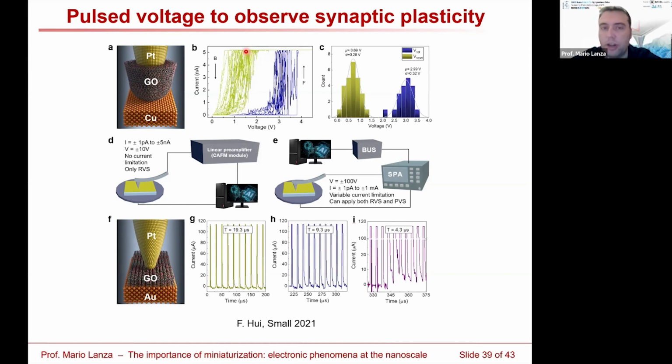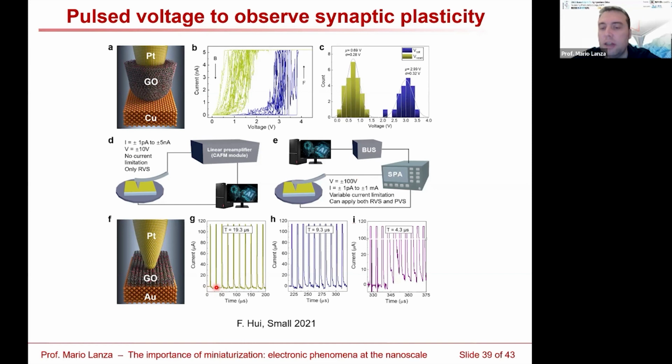It's volatile, sorry, because in the next IV curve, I recover the initial. So in order to see what happened during the recovery time, we will need to apply fast pulses. However, this cannot be done with a standard conductive AFM. So what we did is to connect the semiconductor parameter analyzer, then we can see the relaxation process.